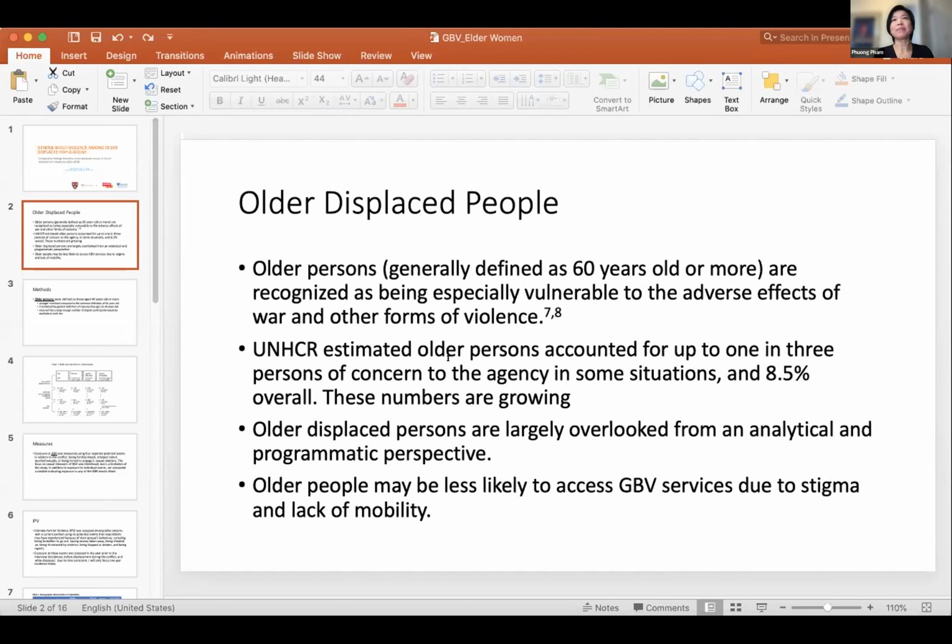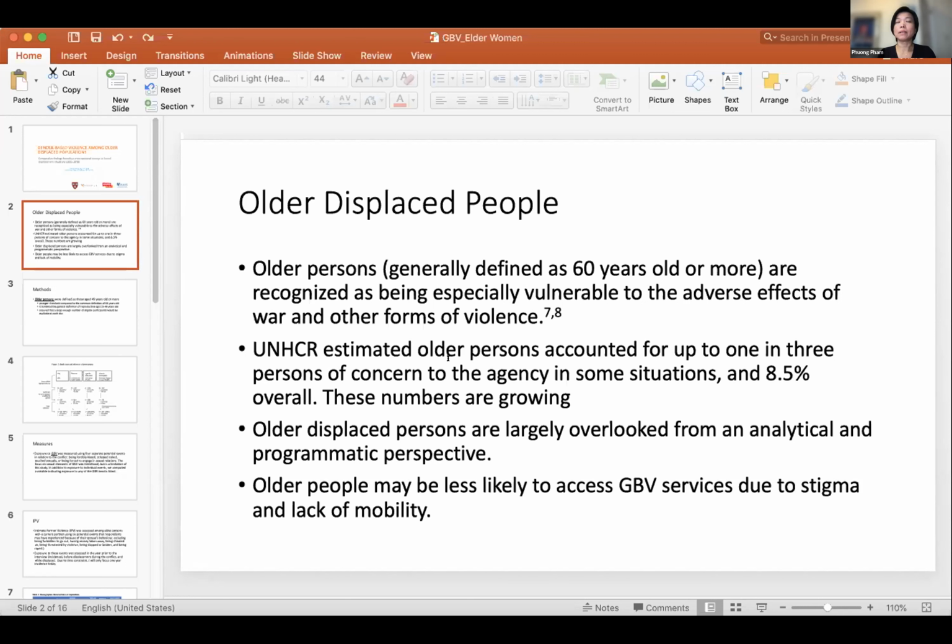But just to establish some of the context, we do know that forced displacement, especially due to conflict, is a major problem worldwide. And we do know that older populations are recognized as being especially vulnerable to adverse effects of war and other forms of violence. These populations, especially those defined as 60 and older, are accounting for more and more of those who are displaced globally. I think UNHCR estimated that they represent 8.5% overall.